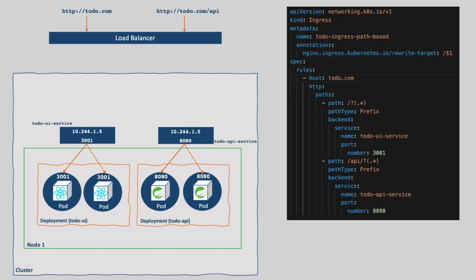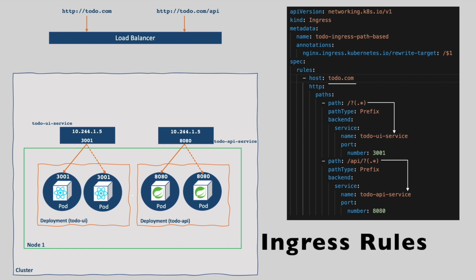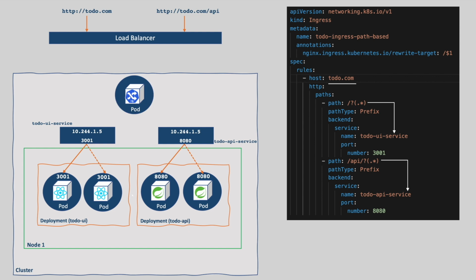In Ingress, we declare which request should go to which service. So we write an Ingress rule that declares how you would like users to be routed to a service. In this example, we are routing todo.com to the todo UI service and todo.com/API to the todo API service. We call these mappings Ingress rules. But writing these Ingress rules is not enough. There must be some component that reads these rules and processes them. That component is called the Ingress Controller. Without an Ingress Controller, Ingress rules don't do anything on their own.